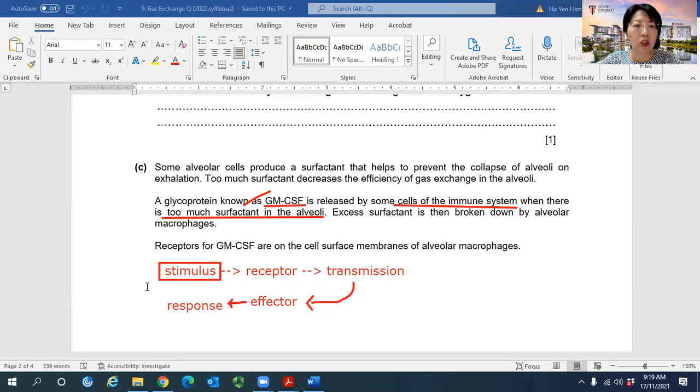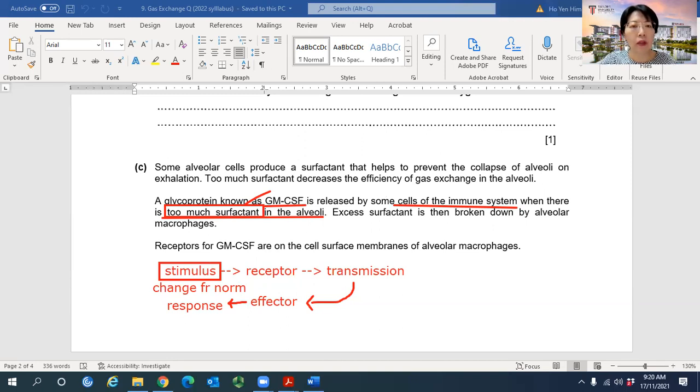So stimulus is a change from the norm. So for example, temperature changes, blood glucose concentration changes, pressure in the surrounding that changes, partial pressure of oxygen in the surrounding that changes, pH that changes. So change from the norm. So over here, what is a change from the norm is actually too much surfactant being secreted in the alveoli. So too much surfactant is not the norm. Norm means normal, not the normal level. So it acts as a stimulus.